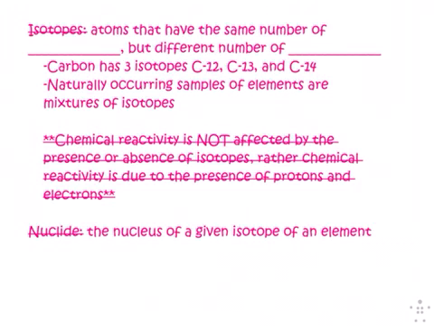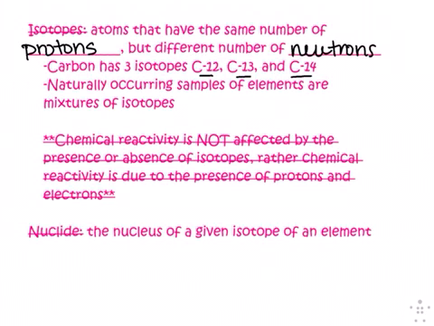So then the little hiccup here is with isotopes. Isotopes are atoms that have the same number of protons but differ in the number of neutrons. For example, carbon has 3 different isotopes: carbon 12, carbon 13, and carbon 14. With each one of these carbon isotopes, we have a different number of neutrons.